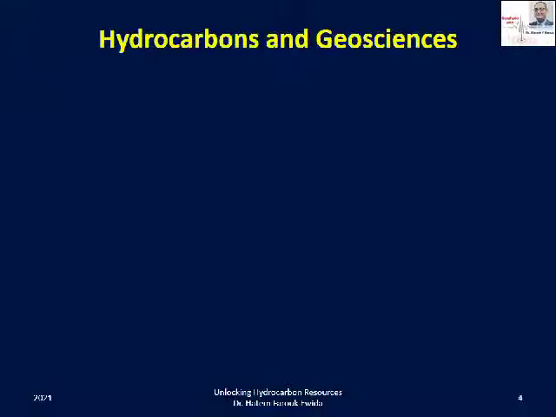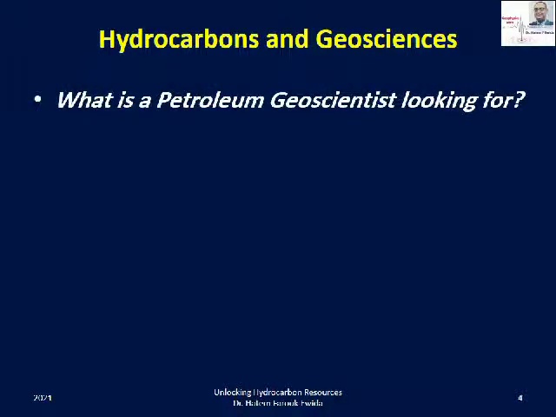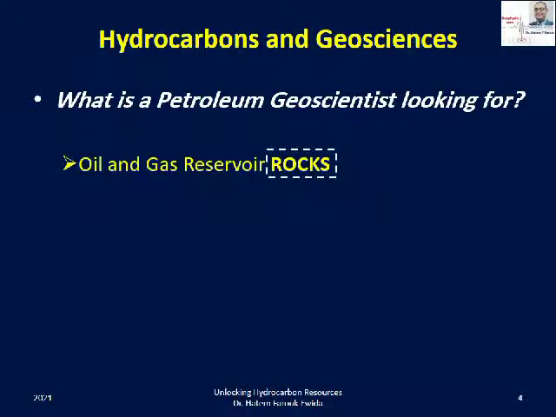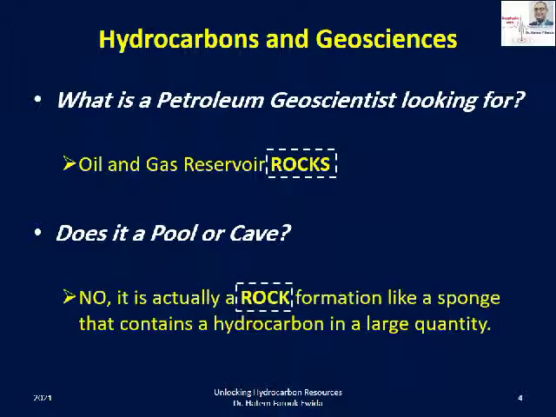So within the subsurface, we'll talk about hydrocarbon and geoscience. So what is a petroleum geoscientist looking for? Actually, he's looking for oil and gas reservoir. And the reservoir is a type of rock. Is this reservoir a pool or a cave? No, it's actually a rock formation, like a sponge that contains hydrocarbon in a large quantity.